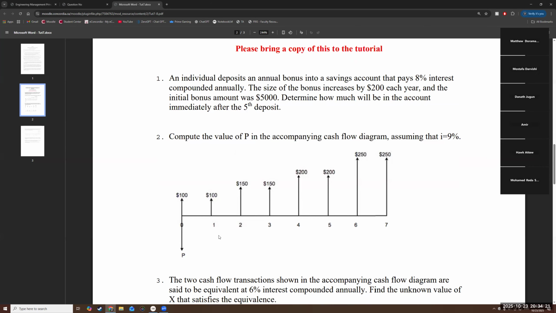Okay. Do you see any trends here? Because we can just take each and every value as a future value, convert them one by one to present value. We can do that. Might take a little bit of time. Do you see any trends we can take advantage of?